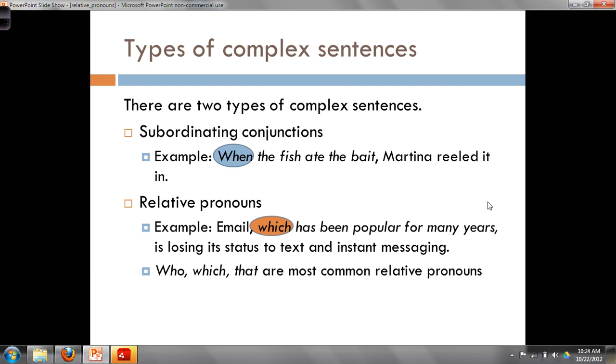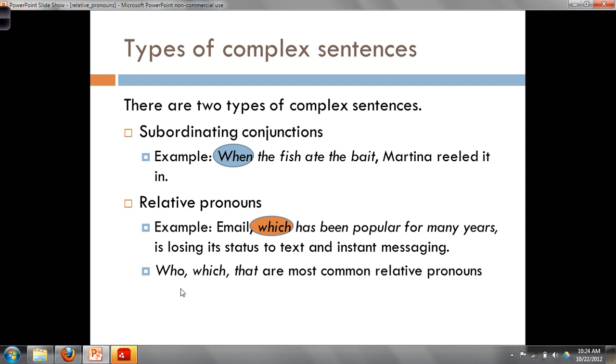We also have complex sentences with relative pronouns. Here's an example. Email, which has been popular for many years, is losing its status to text and instant messaging. In this case, which is our relative pronoun, referring to email. The clause in italics is the dependent clause, which has been popular for many years. Even though it has a subject, the relative pronoun which, and a verb, has been, it leaves us hanging because we need to know what which refers to. That's why we need the main clause, the independent clause, Email is losing its status to text and instant messaging, to create a complete sentence.